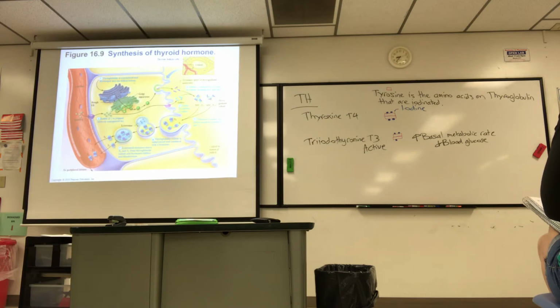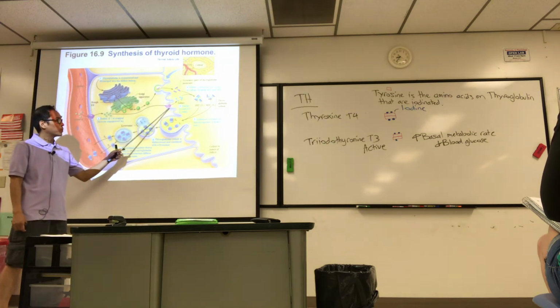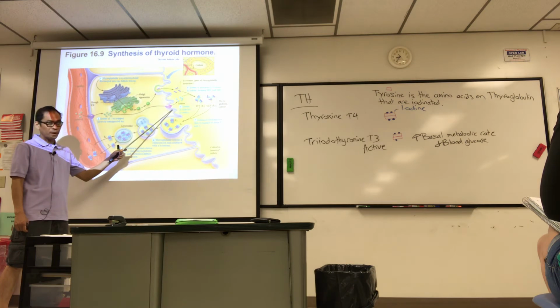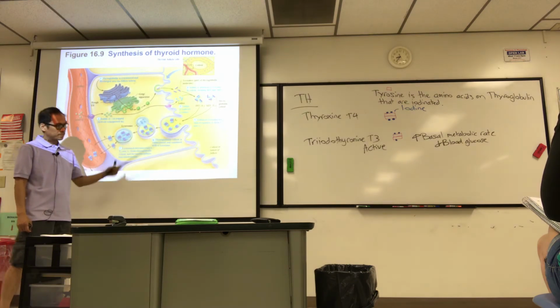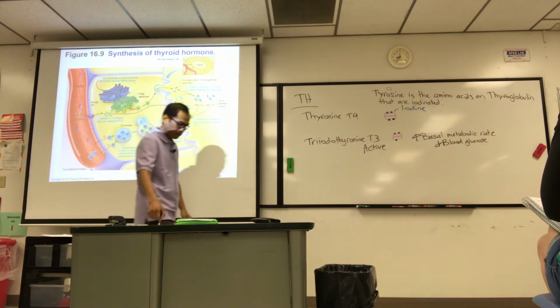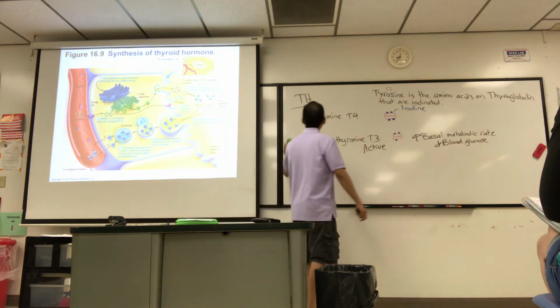Well, here's a picture of how the cells can extract iodide from the blood. There's a follicle cell doing its job, and at the border between follicle colloid on this side, you can generate T3, T4. So let's go through the steps here.